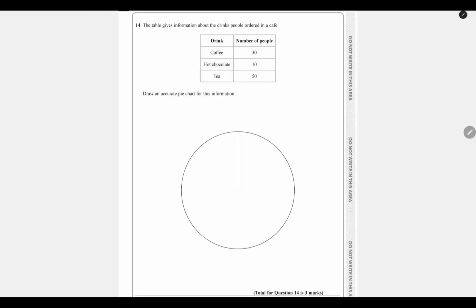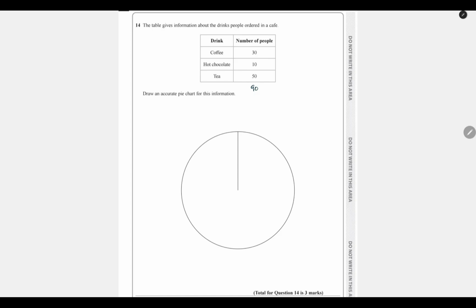Question 14 says, the table gives information about the drinks people ordered in a cafe. Draw an accurate pie chart for this information. So the first thing that we're going to do is we're going to work out the total number of people. So that's 30 plus 10 plus 50. That's 90 people in total.